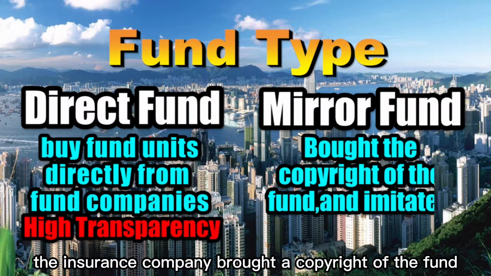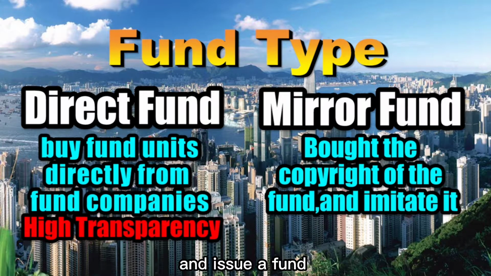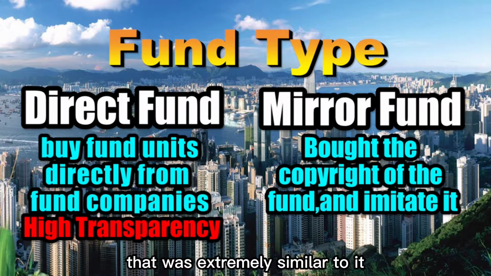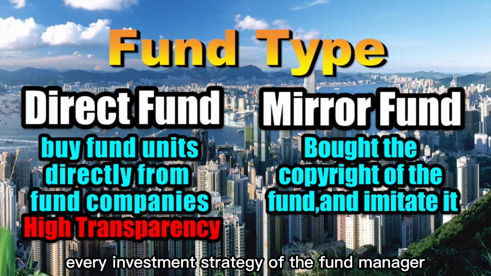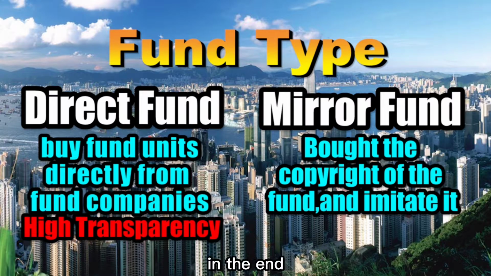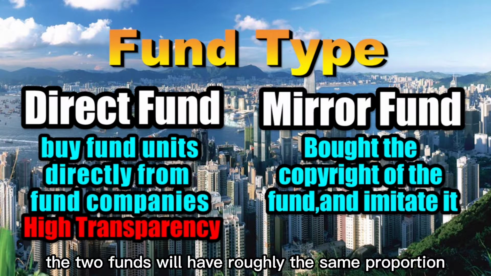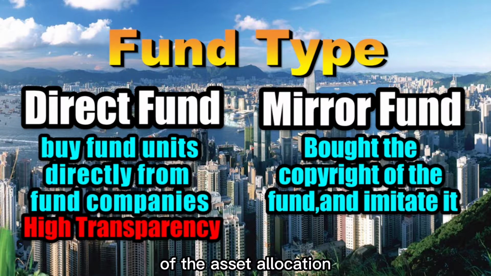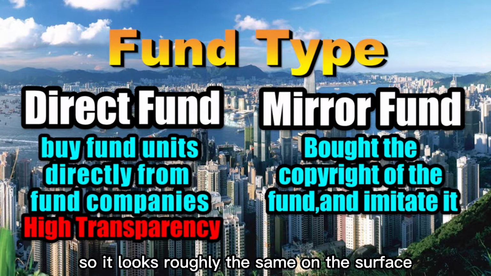The mirror fund, as the name suggests, is a shadow version of a certain fund. The insurance company bought the copyright of the fund and issued a fund that was extremely similar to it. After the insurance company has discovered a potential fund, it will buy the copyright from the fund. After buying the copyright, they can know every investment strategy of the fund manager and then imitate it. In the end, the two funds will have roughly the same proportion of the asset allocation, so it looks roughly the same on the surface.